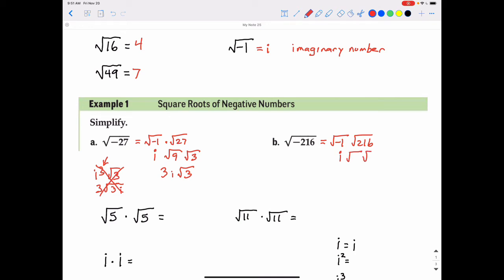The largest perfect square that goes into 216 is 36. It goes in there 6 times, and the square root of 36 is 6. So this is 6i square root of 6.